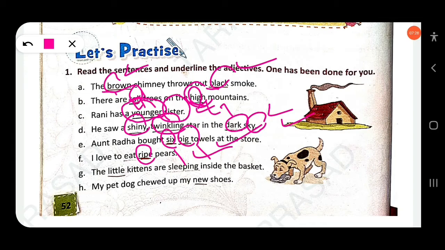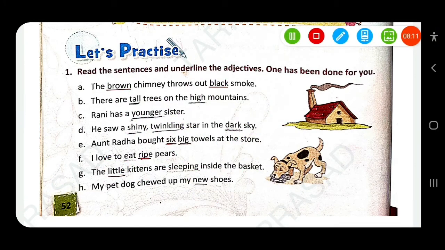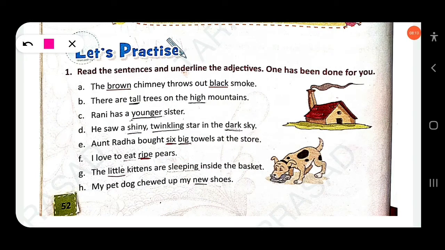Then next, the little kittens are sleeping inside the basket. Here little is an adjective of size. It tells more about the kittens. Then next, my pet dog chewed off my new shoes. Here new is an adjective that qualifies the noun shoes. Clear? So in this exercise, you find adjectives are used before each noun.